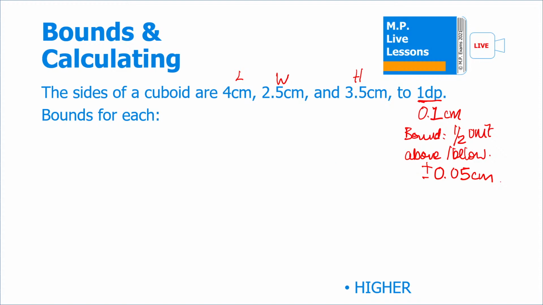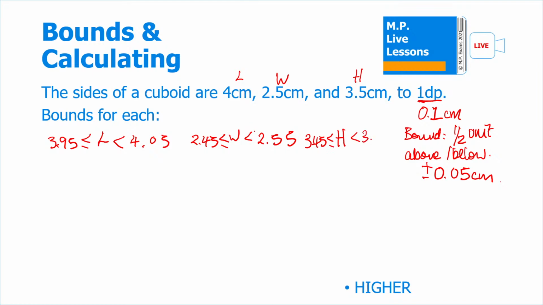For example, the length could be anywhere from 3.95 all the way up to 4.05, but not including it. So we'd put a less than or equal to symbol here, and a simple less than symbol here. Now try the others. As a result, you'll get for the width 2.45 and then 2.55, and for the height you'll get 3.45 and 3.55.